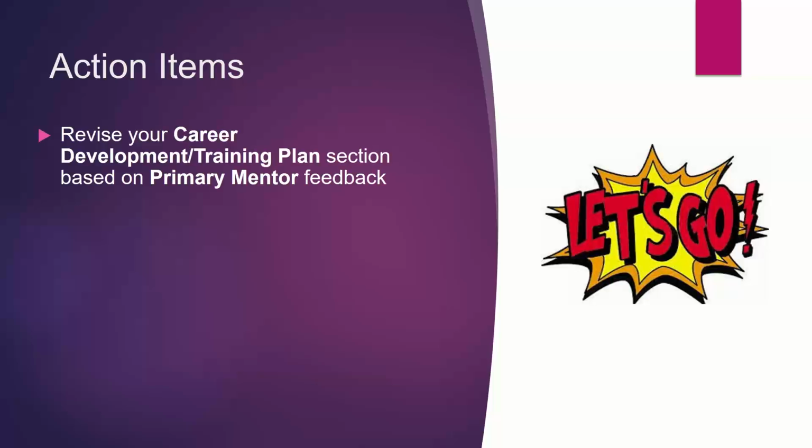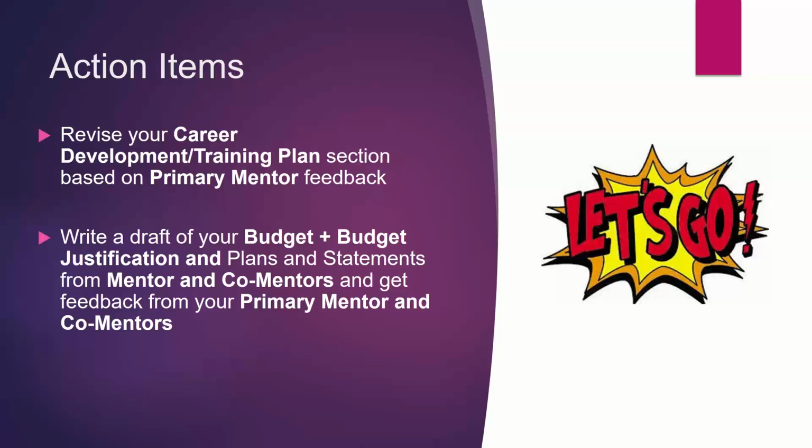For action items this week, revise your career development and training plan section based on your primary mentor feedback. Then write a draft of your budget and budget justification and plans and statements for mentor and co-mentors and get feedback from your primary mentor and co-mentors about these sections. It might be helpful to send your mentorship team your budget, your training plan, and your plans and statement sections all at once and remind them that certain things need to match up across all 3 documents.